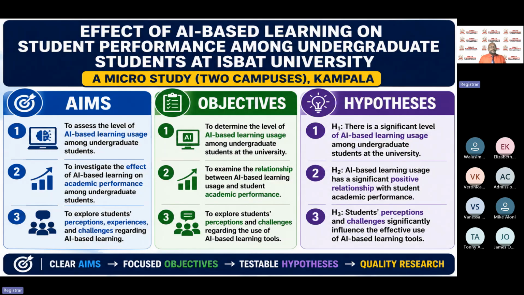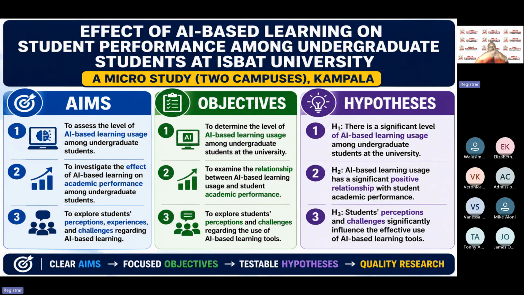So what I say here is, the aim is to identify the perception, experience, and challenges of students. From that, we can explore how the students feel about AI-based learning. Now we can set a hypothesis: student perception and challenges significantly influence the effective use of AI-based learning tools. Now you may recall why I am telling all these things again and again, just because this is actually what you're going to do.